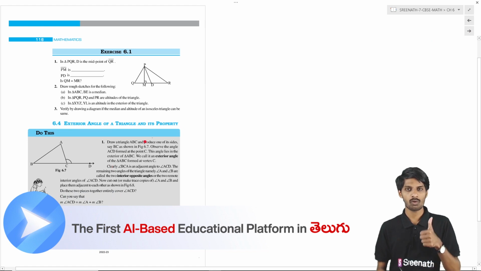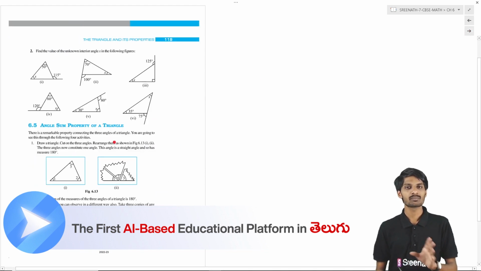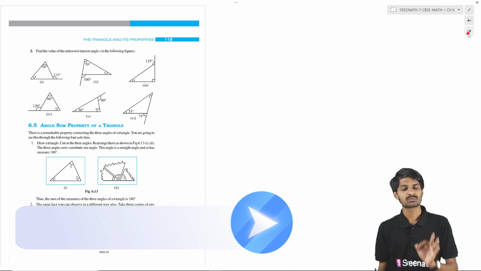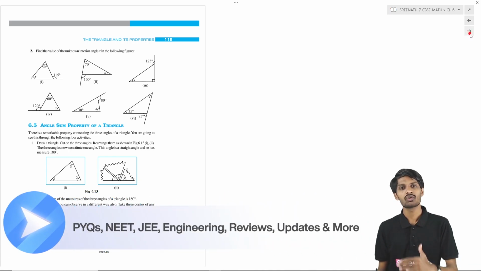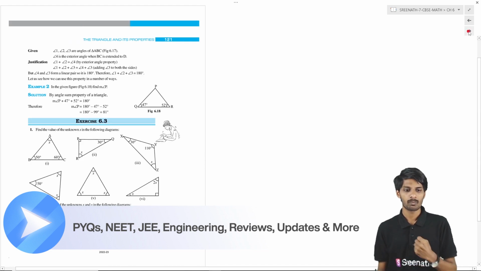So it is one of the properties, students. And the next property is the angle sum property of a triangle. So what is the angle sum property of a triangle? This is also another very important property. These properties will follow you throughout your education. They are the most beautiful and important properties, students.